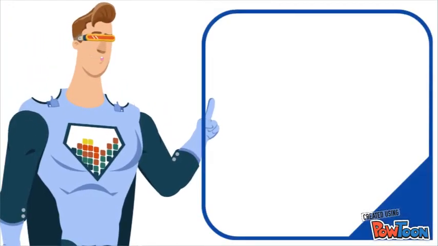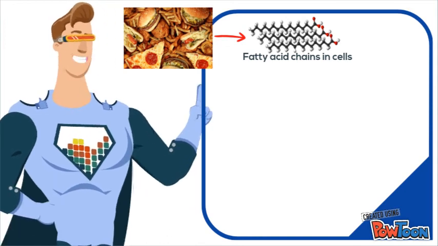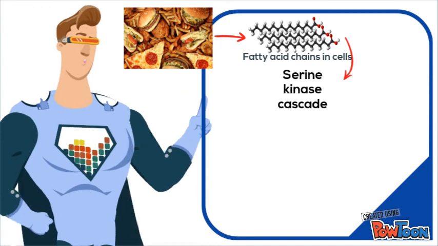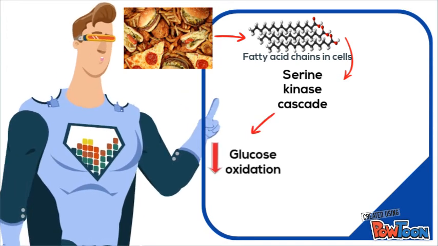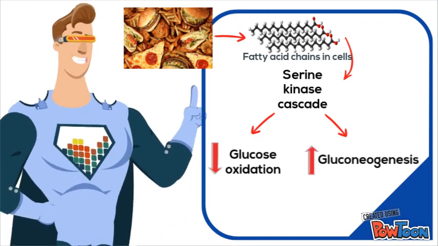In summary, insulin resistance is triggered by a high-fat diet, which increases levels of lipid metabolites in the body and activates a series of serine kinase signaling pathways, thus leading to reduced rates of glucose oxidation in skeletal muscles, as well as increased hepatic gluconeogenesis in the liver.